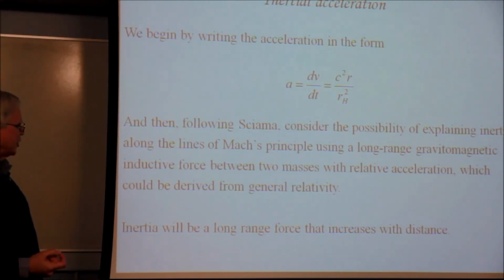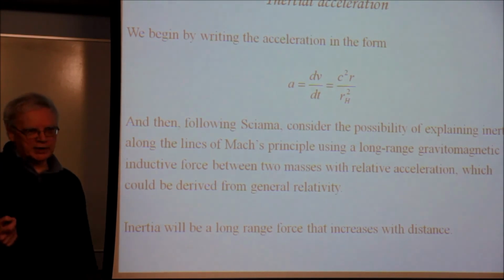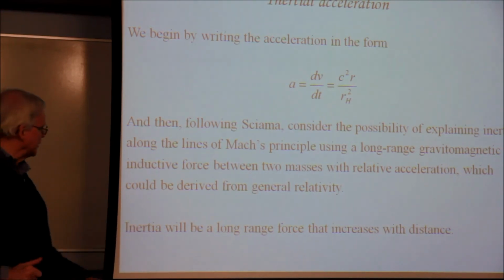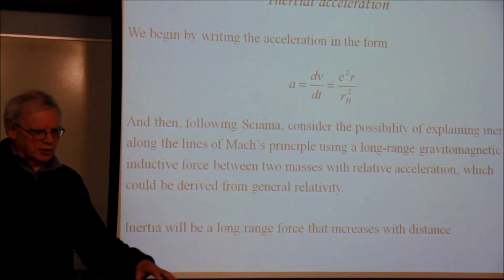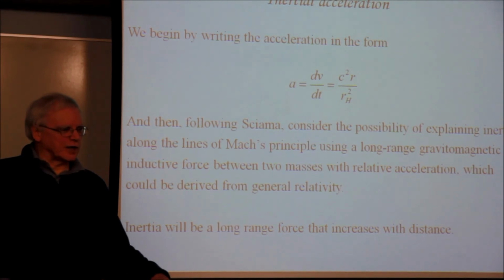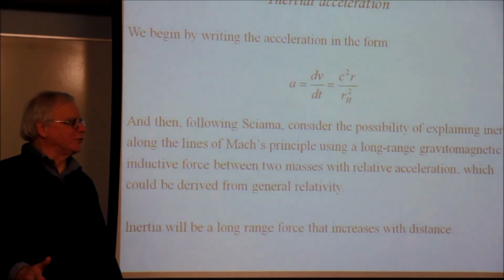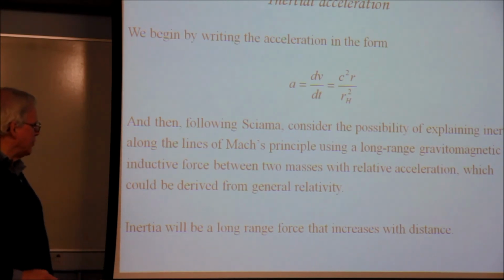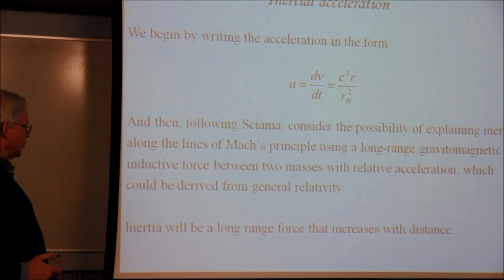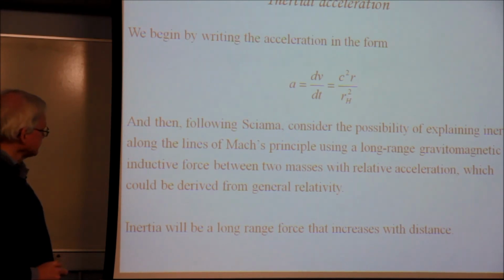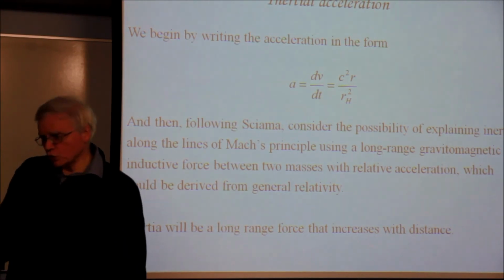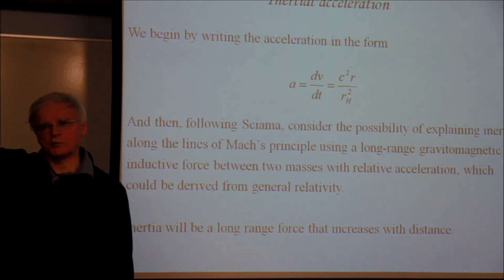And then we follow Sciama and consider how to explain inertia along the lines of Mach's principle using a long-range gravitomagnetic inductive force. So clearly this force is not the standard gravistatic force. It's equivalent to the magnetic inductive force between two masses with relative acceleration, which you could derive from general relativity. So inertia is then a long-range force that increases with distance. The further away the distant galaxies are, the more effect they will have.